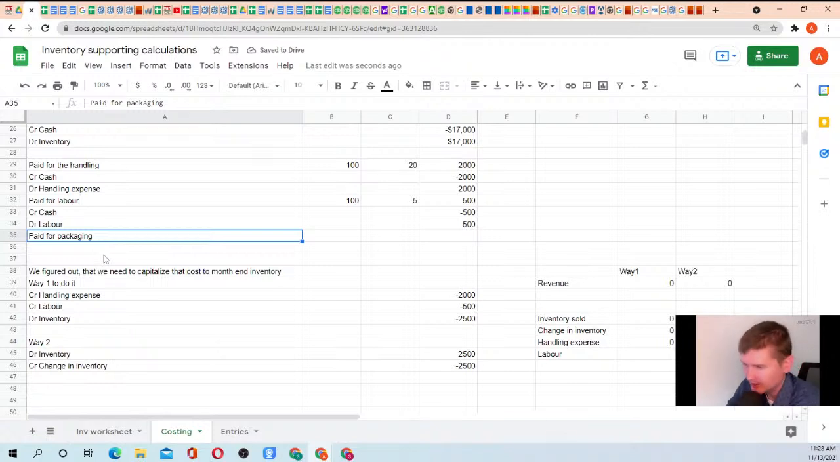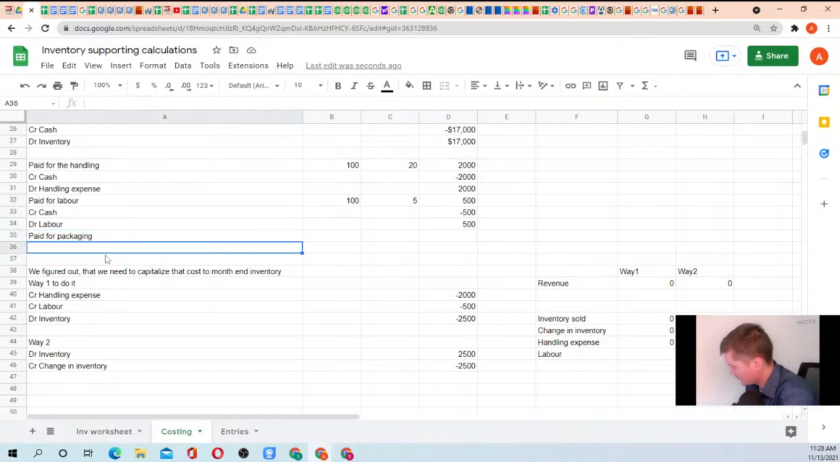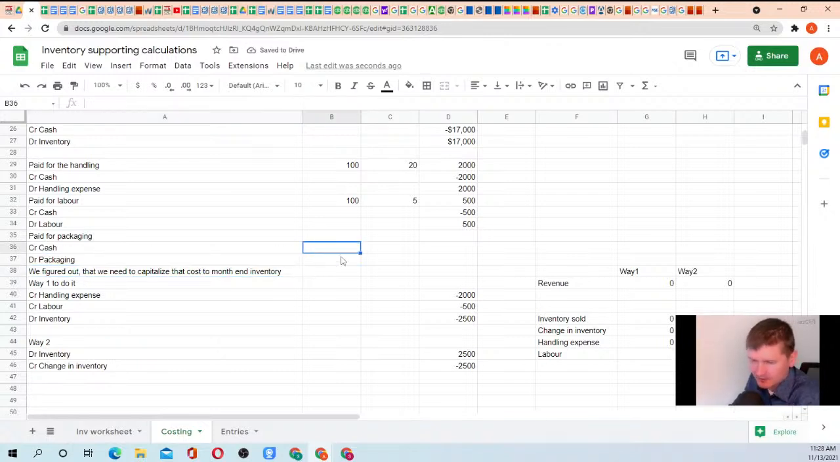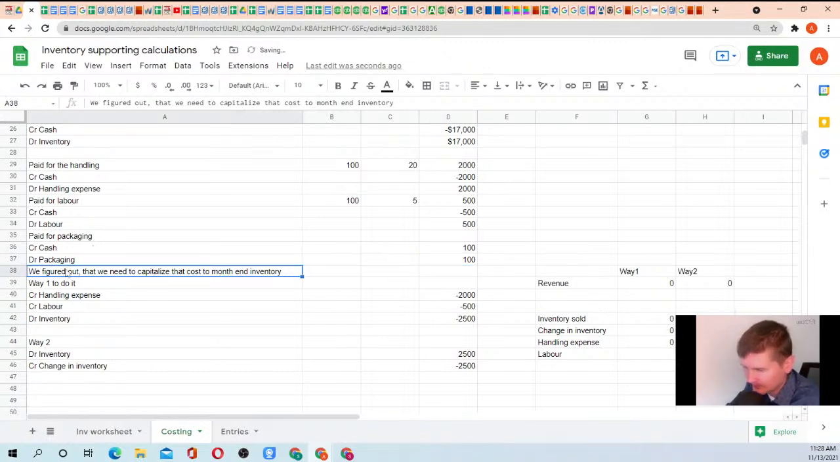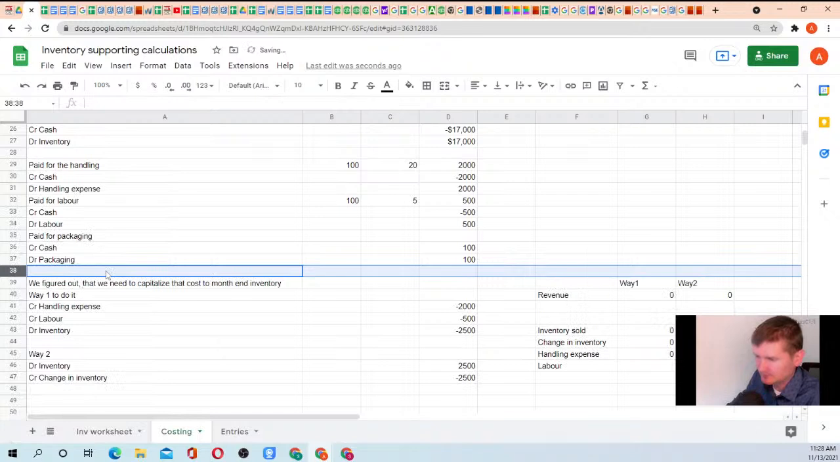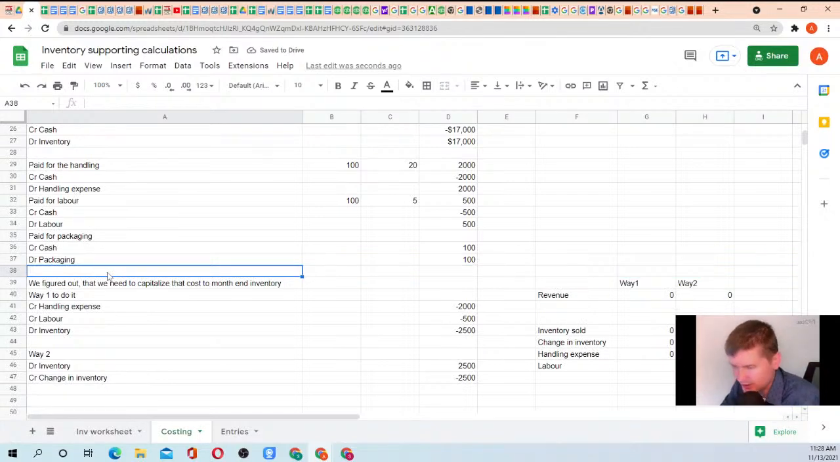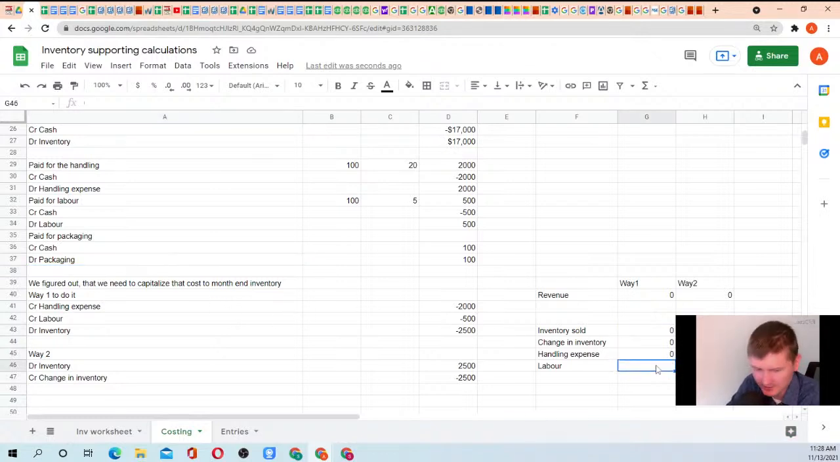Paid for packaging. In theory, packaging will be inventory 2. So if we paid for packaging, we credit cash and debit packaging. Let's say we do that with 100. So we will not probably have packaging expense. Okay, so that is the way it is done. So in the first situation you have zeros because you allocated everything.